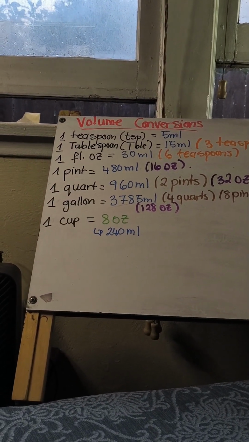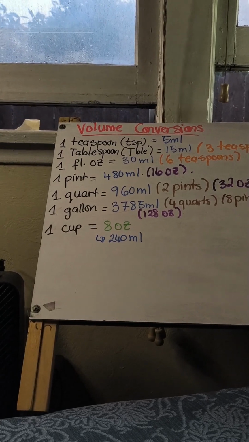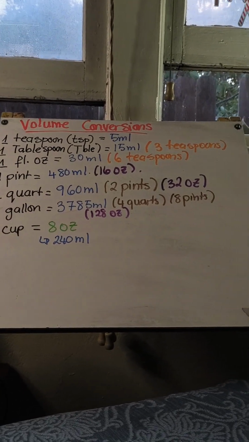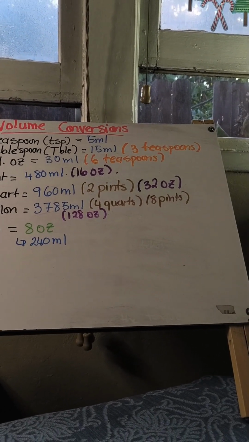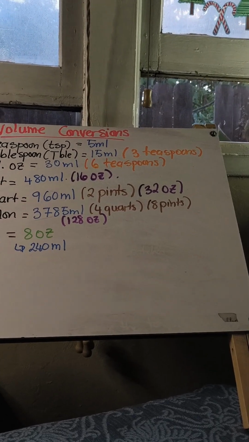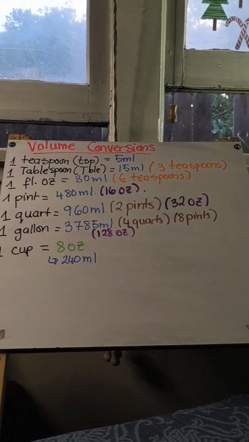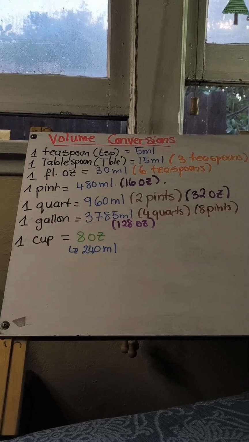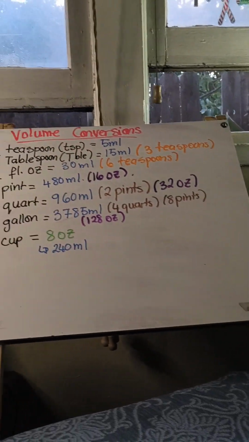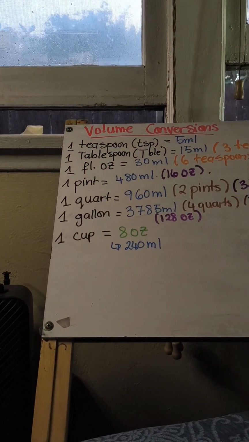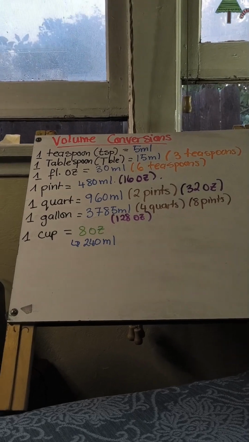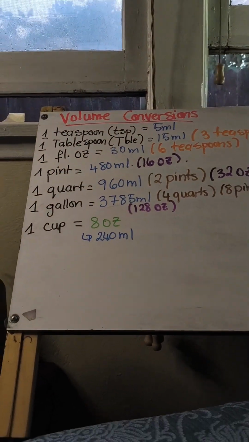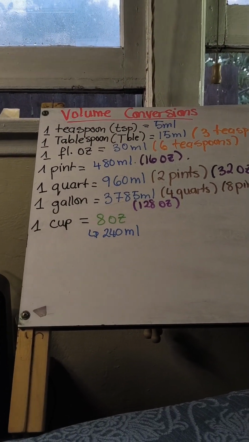Next, I have an ounce, a fluid ounce. A fluid ounce is 30 milliliters. This is equal to 6 teaspoons. Okay, so 2 tablespoons will give me 1 fluid ounce, but 6 teaspoons will also give me 1 fluid ounce. 30 milliliters is also the same equivalent of 1 fluid ounce.